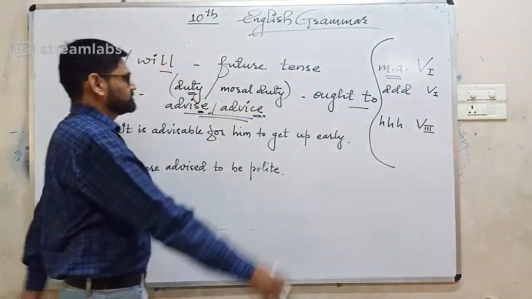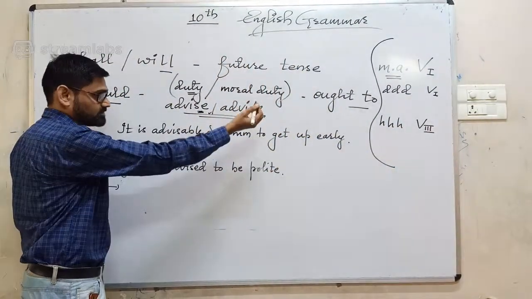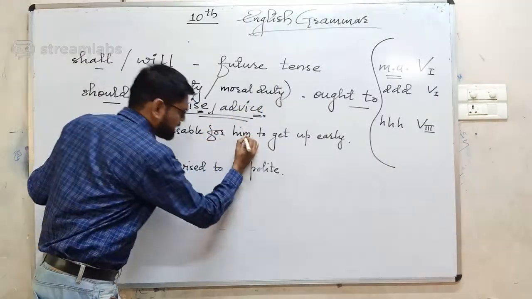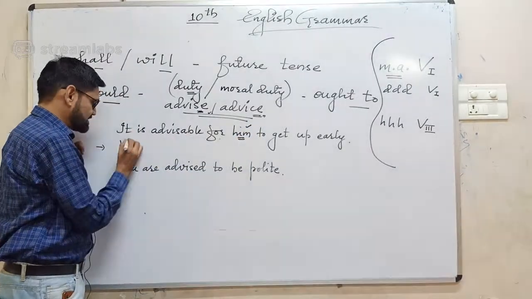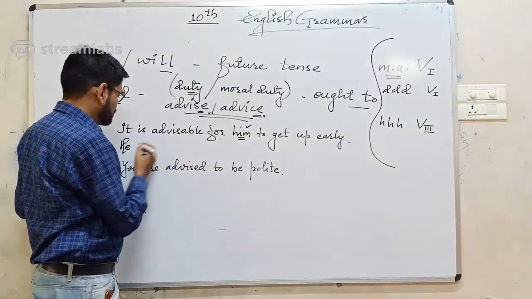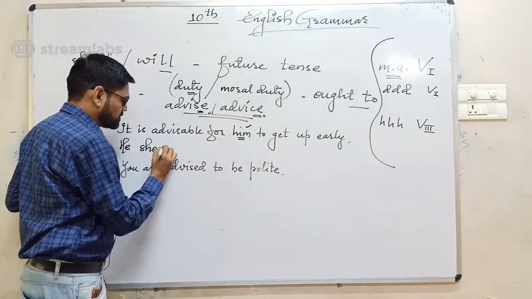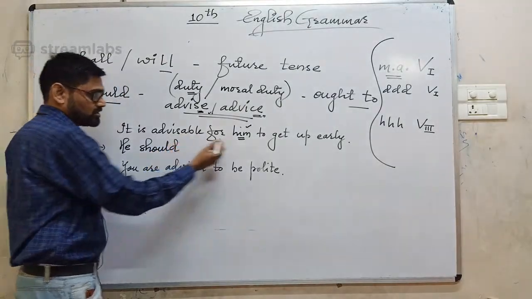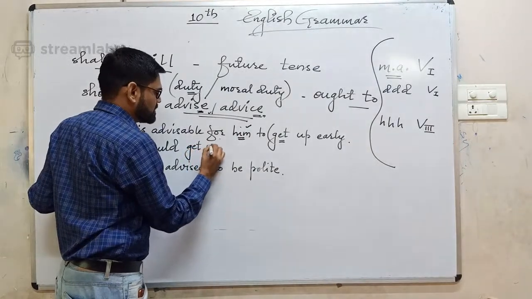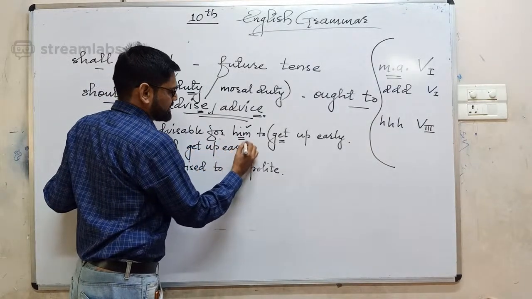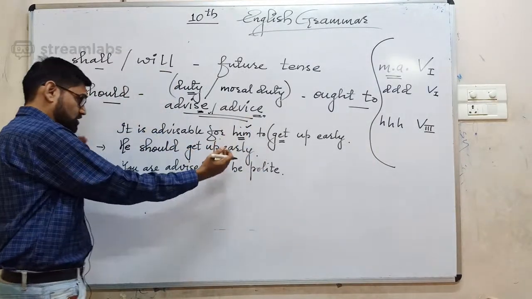It's modal auxiliary. Subject first. It is advisable for him. So, as a subject, he. We have to use should. Come to main verb. Get this part. Now you will see, the sentence has become shorter.